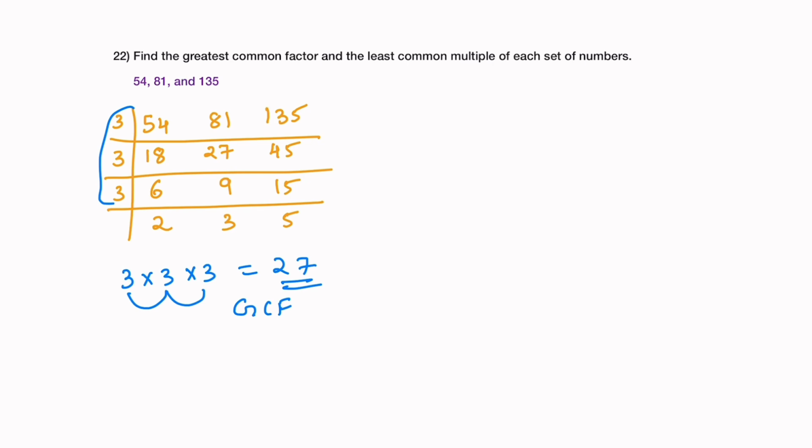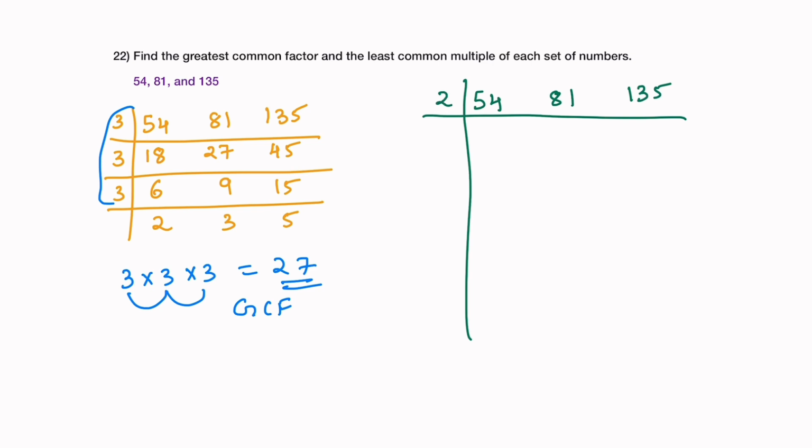Okay, let's do the LCM now. 54, 81, 135. So we'll start with 2 now because we're doing LCM, right? So that's 54 divided by 2 is 27. Rest remains as it is because they're not divisible by 2. Now we know 27, 81, and 135 are divisible by 3. So that's 27 divided by 3 is 9. 81 divided by 3 is 27. 135 divided by 3 is 45.